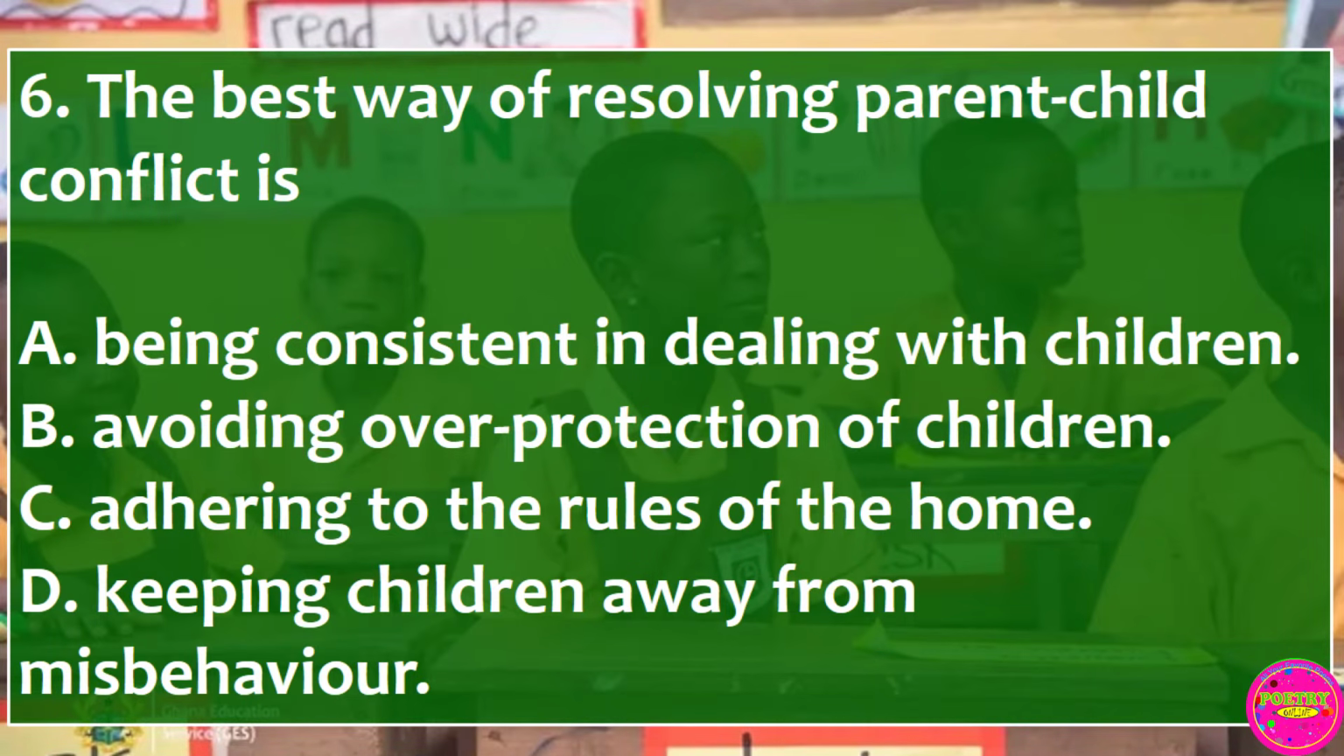Question 6. The best way of resolving parent-child conflict is A. Being consistent in dealing with children, B. Avoiding overprotection of children, C. Adhering to the rules of the home, D. Keeping children from misbehavior. The correct answer to this question is C. Adhering to the rules of the home.